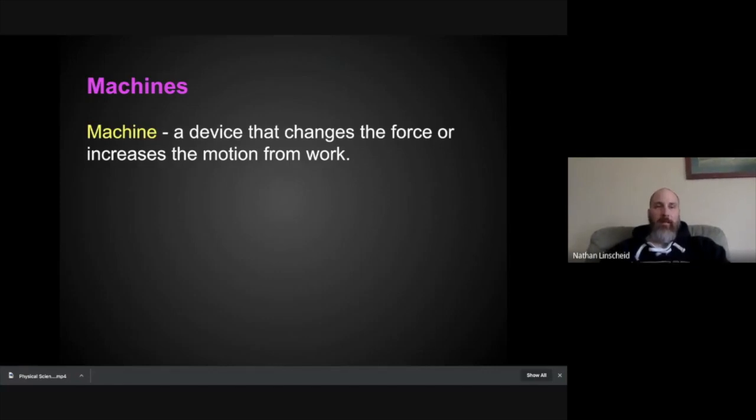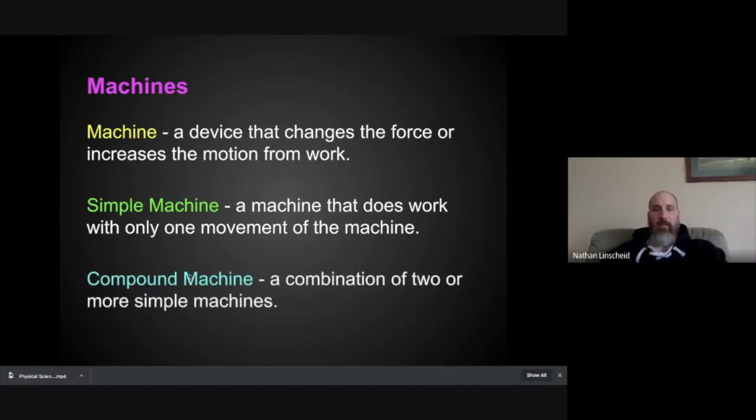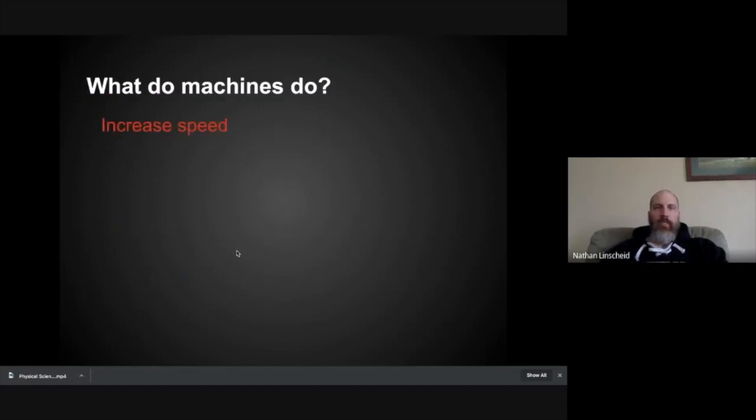But scientifically, our definition of machine is a device that changes the force or increases the motion when you're doing work. And we are going to focus mainly on simple machines, and these are machines that do work with only one movement of the machine. Some of these are things that you may not think of as being machines. A compound machine is when you take more than one of these machines and you put them together to do a task.